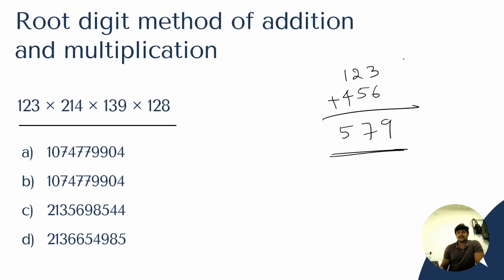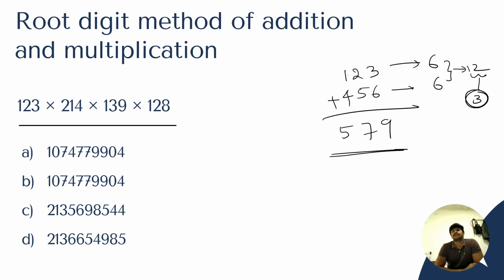Root digits means, see here, 1 plus 2 plus 3, you are going to get 6. 4 plus 5, 9, 9 plus 6, 15. 15 means 5 plus 1, again 6. So 6 plus 6 will give you 12. 12 means actually this is 3, right? Now if you check, the answer is also going to have 3 here. See here, 5 plus 7, how much? 12. 12 plus 9, 21. 2 plus 1, 3. So the question and the answer are going to have exact root digits.